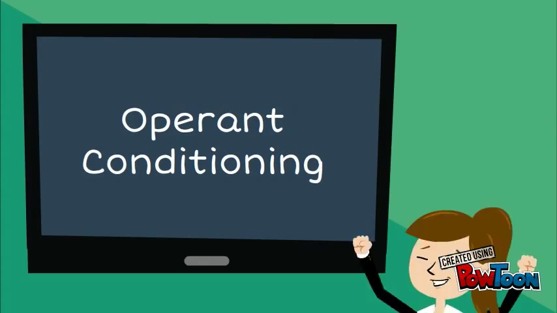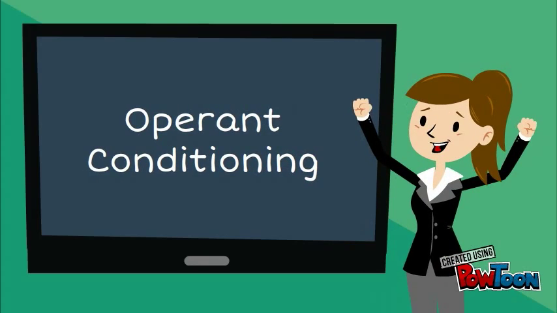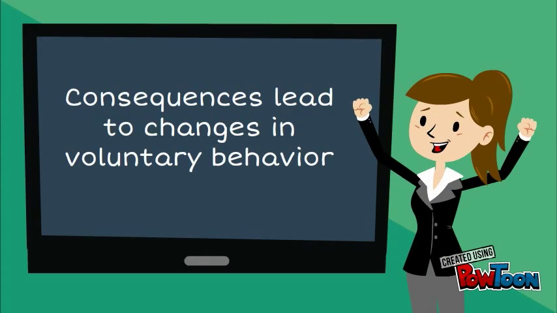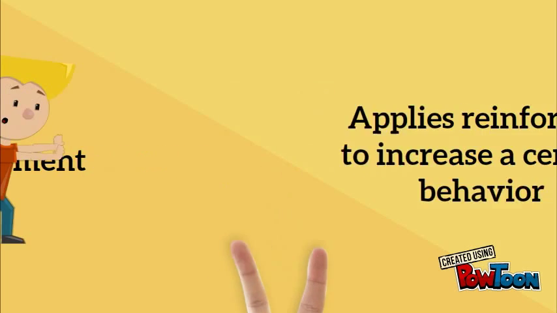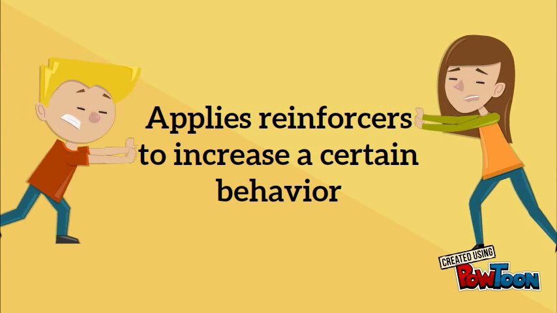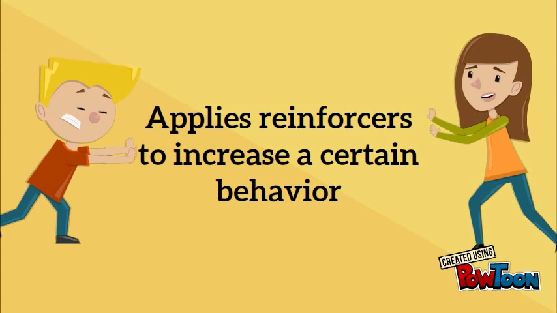Now, let's move on to operant conditioning. Operant conditioning shows how consequences lead to changes in voluntary behavior, and there are two main components in this: reinforcement and punishment. Reinforcers make it more likely that you'll do something again. This process applies reinforcers to increase a certain behavior.